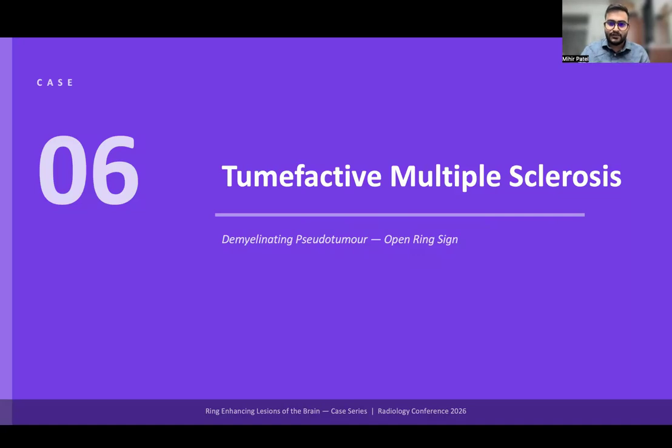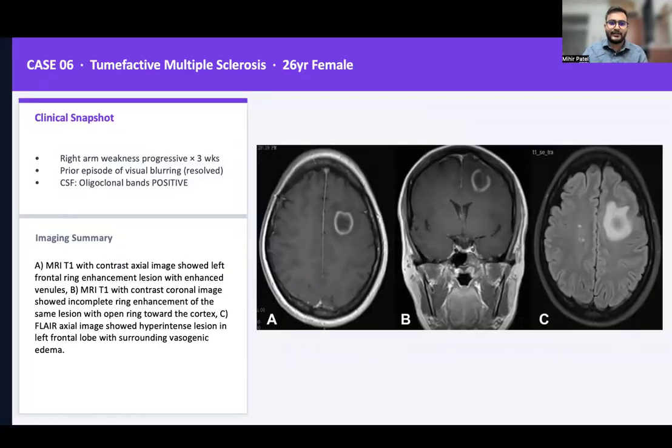Multiple sclerosis, tumefactive multiple sclerosis. A 26-year-old female presented with right arm weakness, which was progressive over 3 weeks. There was a prior episode of visual blurring, and CSF oligoclonal bands were positive.